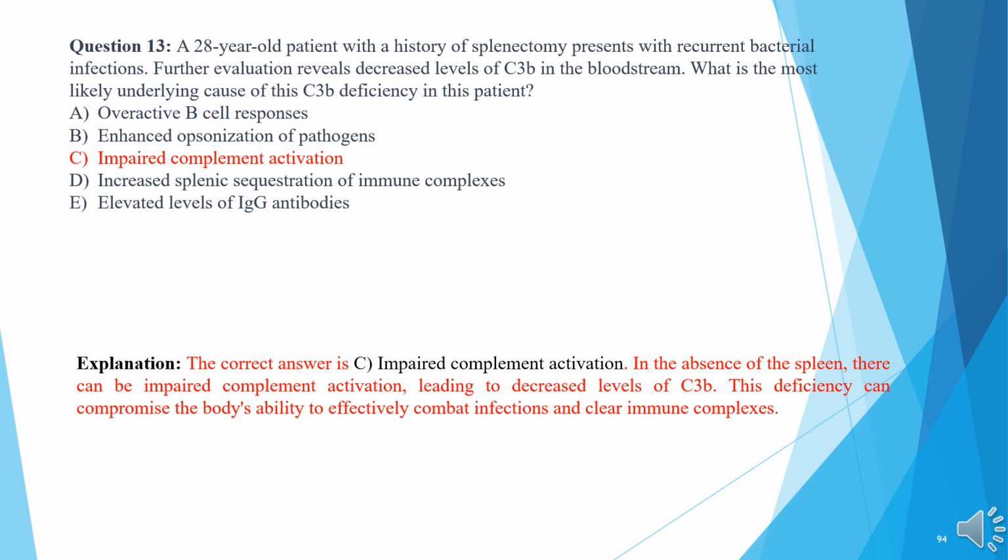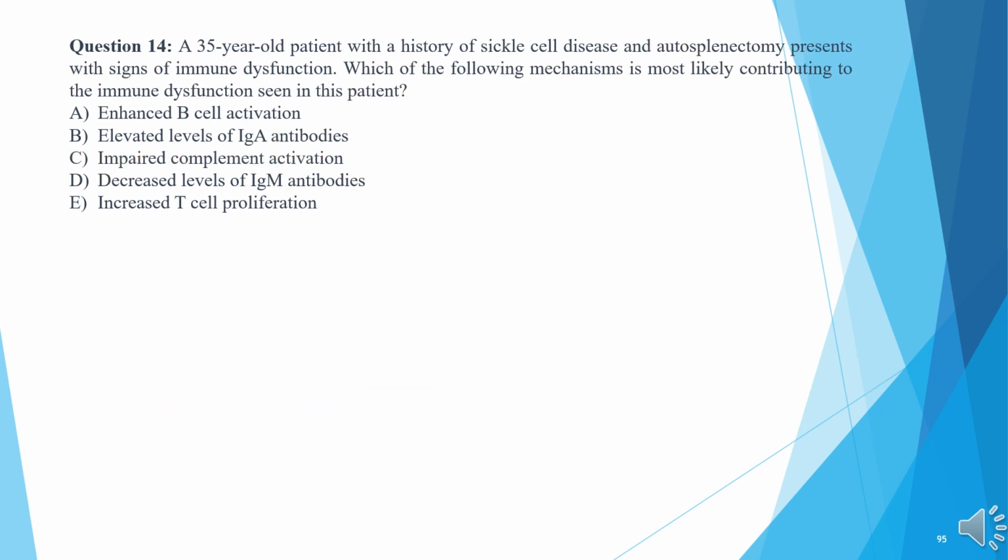This deficiency can compromise the body's ability to effectively combat infections and clear immune complexes. Question 14. A 35-year-old patient with a history of sickle cell disease and autosplenectomy presents with signs of immune dysfunction. Which of the following mechanisms is most likely contributing to the immune dysfunction seen in this patient?